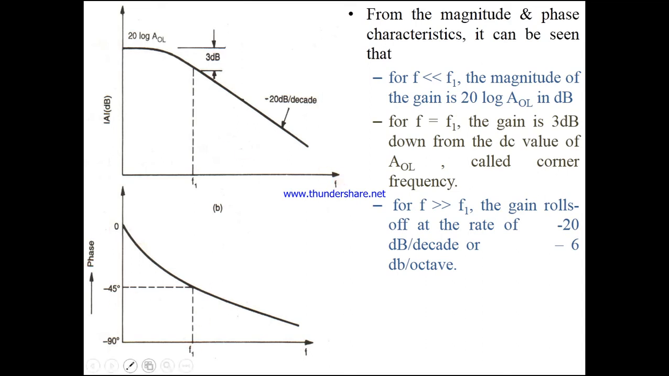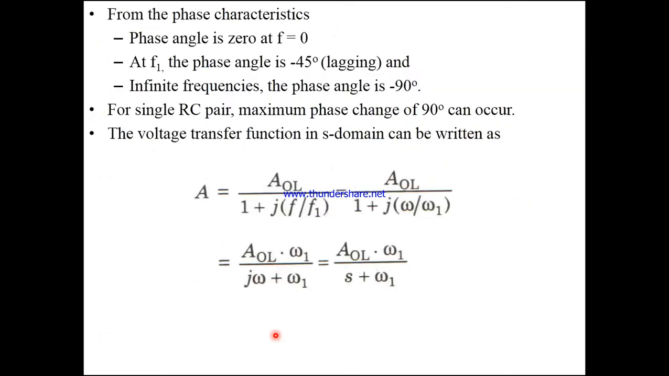When we look at the phase characteristics, if f is less than f1, the phase is at 0 degrees. If f is equal to f1, it is at minus 45 degrees, and if f is greater than f1, the phase reduces and it is lagging. These are the characteristics. For a single RC pair, the maximum phase change that can occur is 90 degrees.